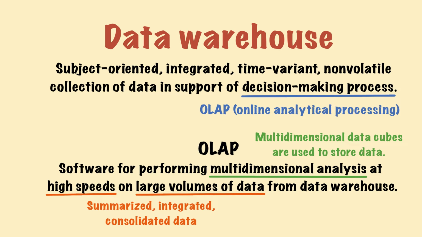Since OLAP has to deal with large volumes of data at high speed, data warehouse only stores summarized, integrated, or consolidated data. Therefore, the software doesn't have to do extra computation before it responds to a query. It just extracts the summarized data. Moreover, data warehouse is able to store historical data because it only keeps the summarized data. What I meant is that by excluding the daily data or the details, data warehouse has enough memory space to store data from like decades ago.